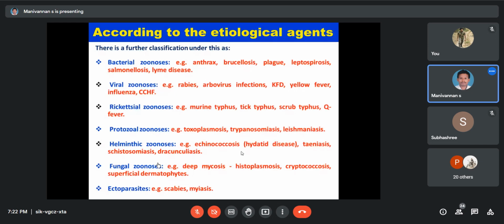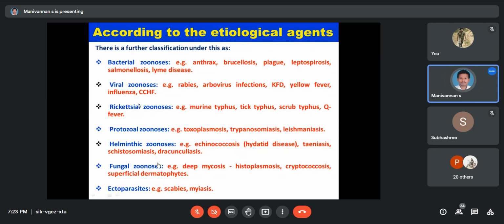Etiological agents are of different types. One is called the bacteria, protozoan, and helminth parasite. These are the types of etiological agents that transmit zoonotic diseases: helminths and exoparasites. These etiological agents transmit different types of diseases.